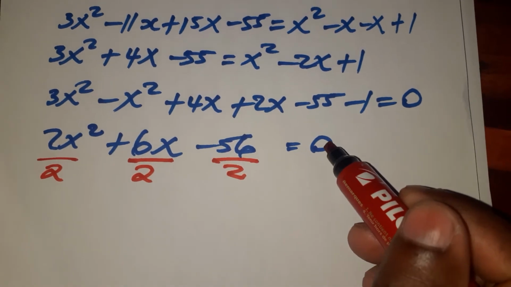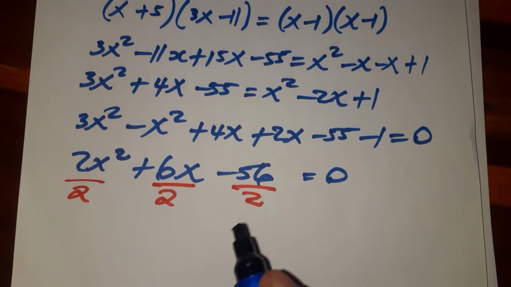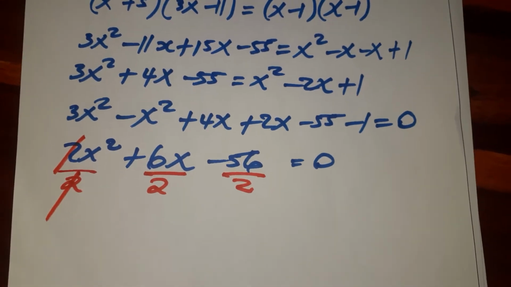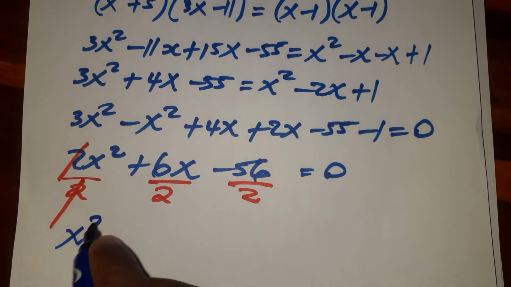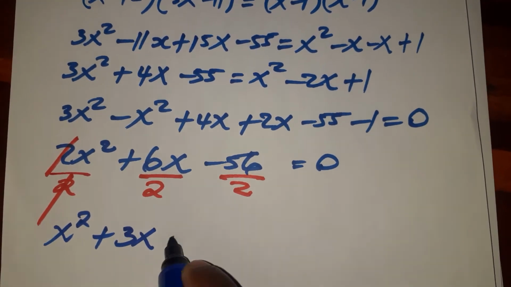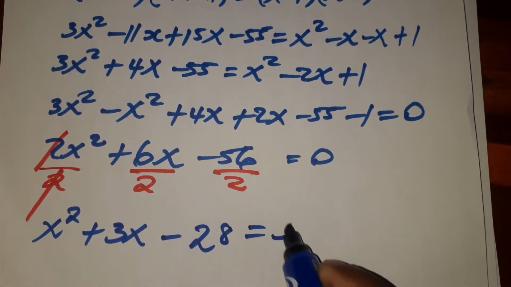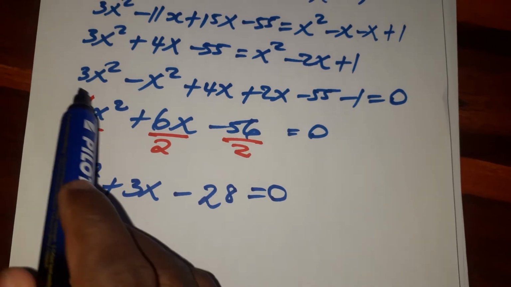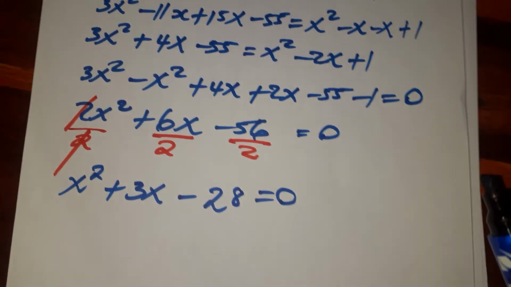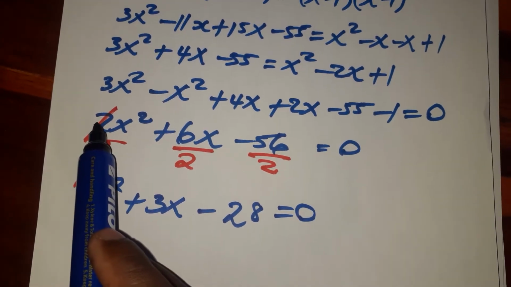You can also go ahead and divide the 0 by 2. You still get 0, so we don't need to do that. Then what's going to happen is that these 2 here and these 2 will cancel. Then we only have x squared, and then plus 6 divided by 2 is 3x, and then minus 56 divided by 2 is 28 equals 0. What we had here was a quadratic equation. It's the same that we have here. The only difference is that the value of a here is 1, while the value of a here is 2.